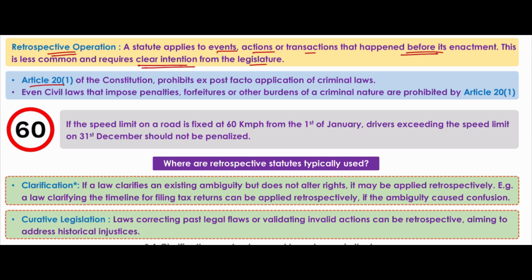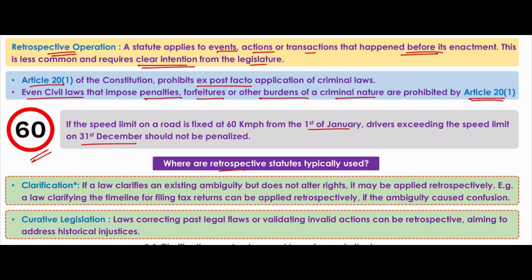Article 21 of the Constitution prohibits ex post facto application of criminal laws. That is, a person cannot be punished for something that was not a crime at that time. For example, if a speed limit on a road is fixed at 60 km per hour from the 1st of January, then people should not be punished for driving faster than 60 km per hour on the previous day. In a particular ruling, the Supreme Court held that not only criminal laws, even civil laws that impose penalties, forfeitures or other burdens that are of a criminal nature are prohibited by Article 21 because their effect is similar to punishments under a criminal law.